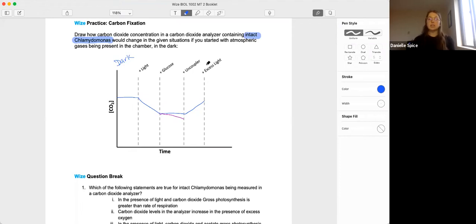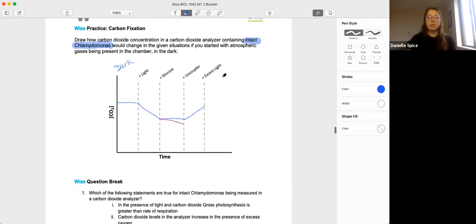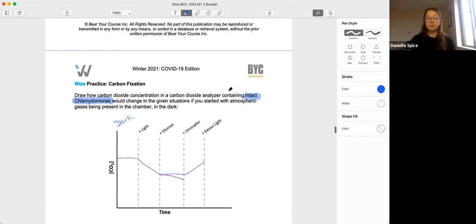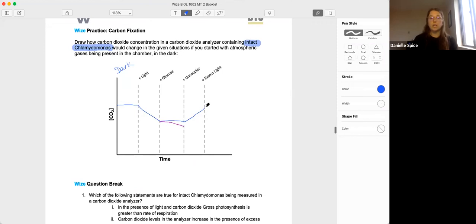And now in the presence of excess light, remember this is when we're getting into that photooxidation segment, we're going to increase our amount of CO2 even more, because now we're damaging our photosynthetic electron transport chain units.